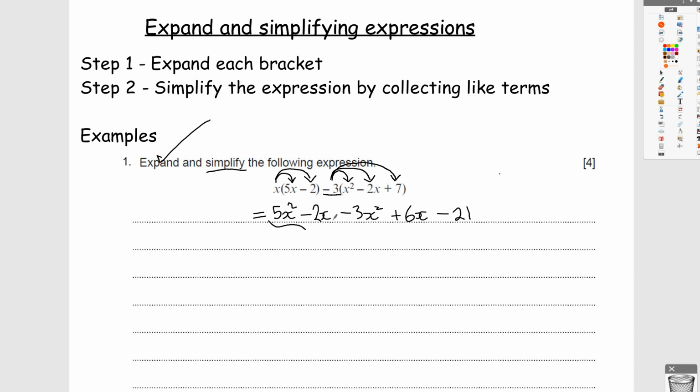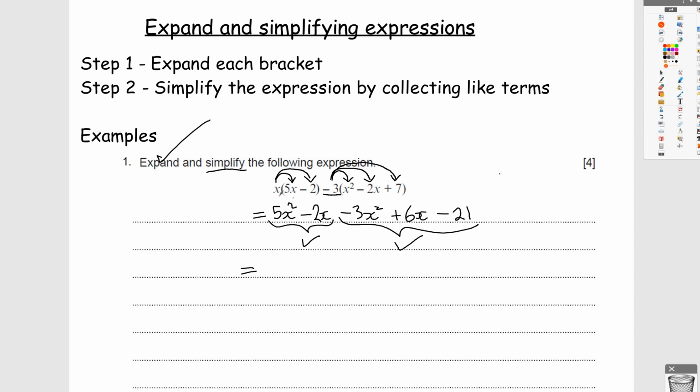And for this question, you will get 1 mark for multiplying the first bracket out correctly, 1 mark for multiplying the second bracket out correctly. And now our next part is step 2, simplify the expression by collecting like terms.